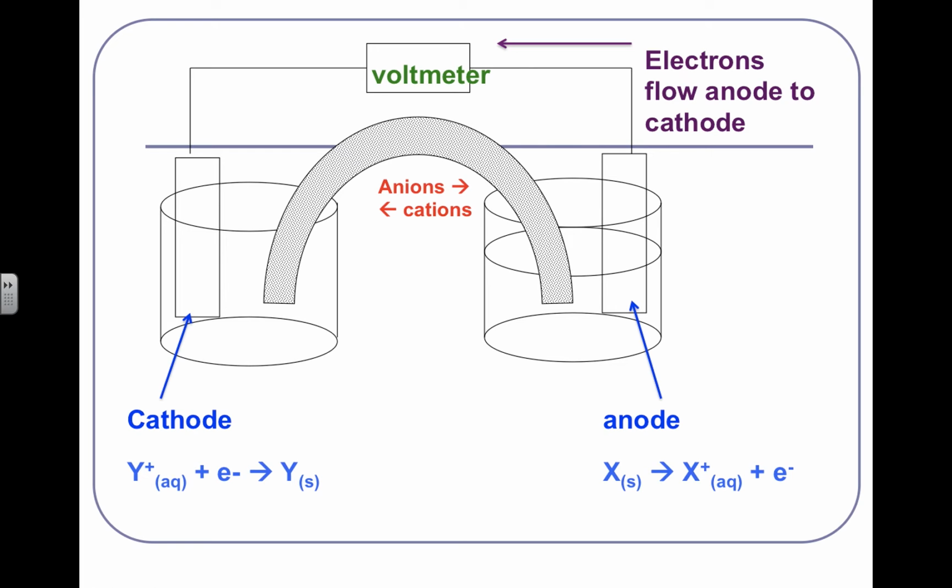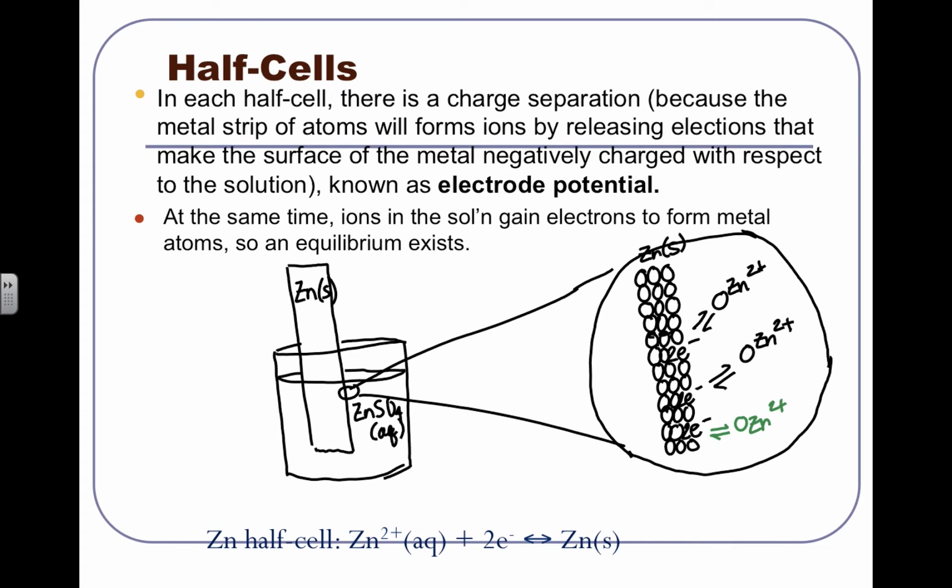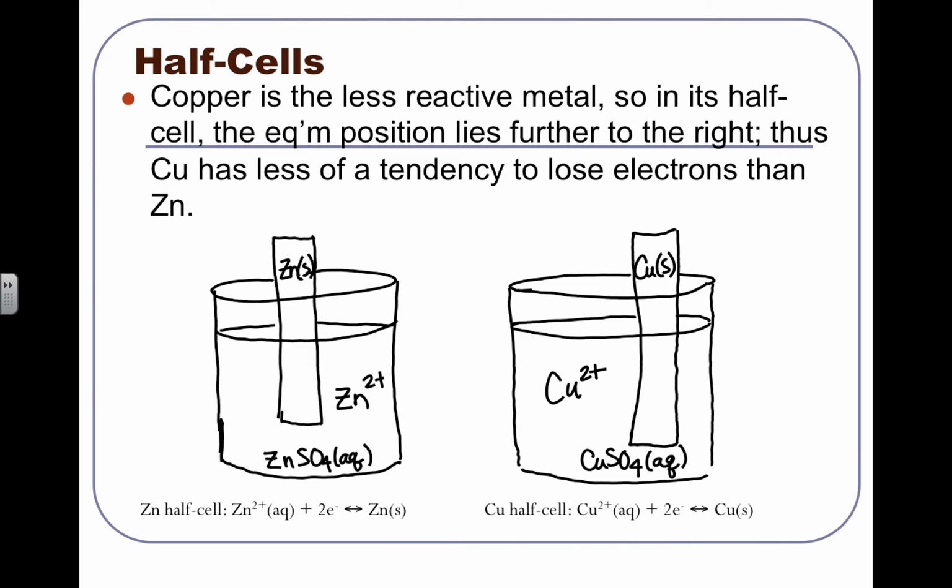Okay. Now, to help you remember what's what, An Ox, Red Cat. Anode, oxidation. Reduction, cathode. This is true no matter what. Okay, so let's try a real example. Okay, the zinc and copper cell. So take a minute. This is partially drawn, but I want you to label what's there. And then we'll talk through this.